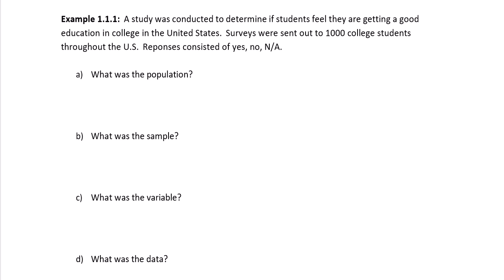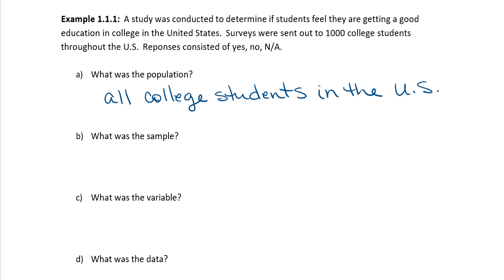So a study was conducted to determine if students feel they are getting a good education in college here in the United States. Surveys were sent out to 1,000 college students throughout the US. Responses consisted of yes, I'm getting a good education, no, I'm not getting a good education, or not applicable, which basically means they didn't answer. So what is the population here in this study? In other words, what is the largest group that we are focused on? Part of our research is about all college students within the United States. That's our population.